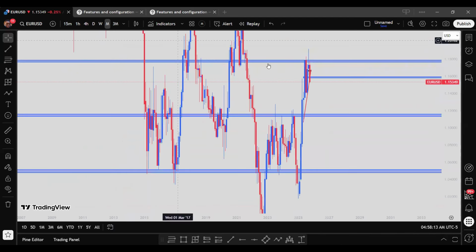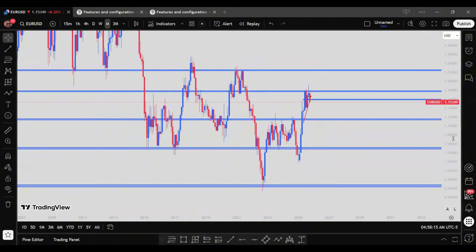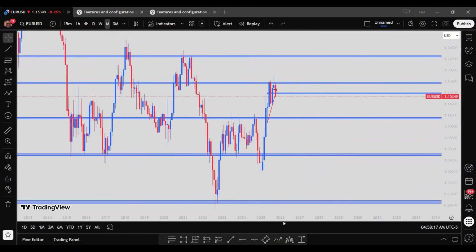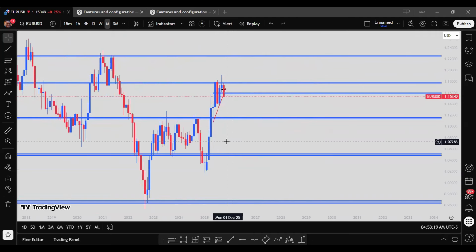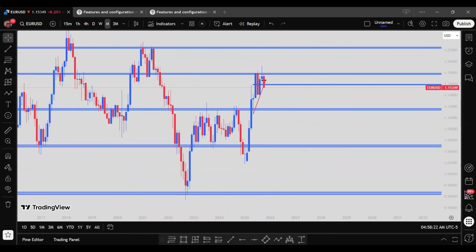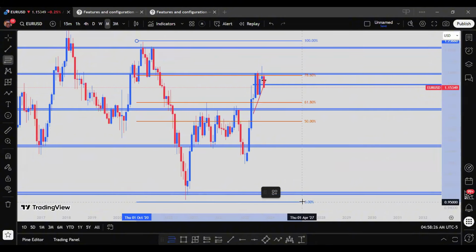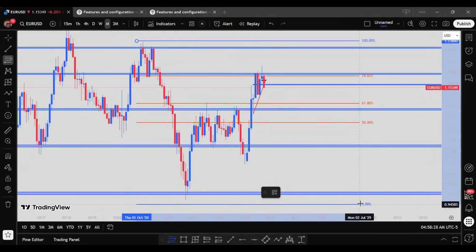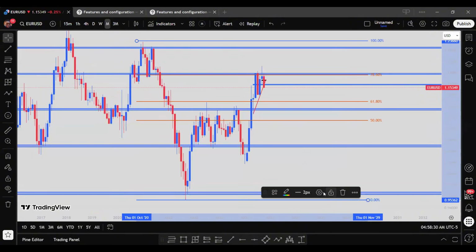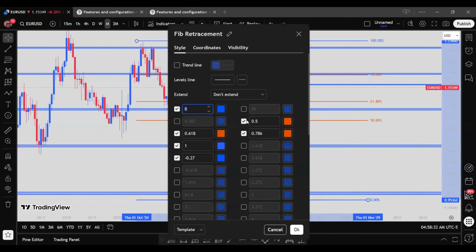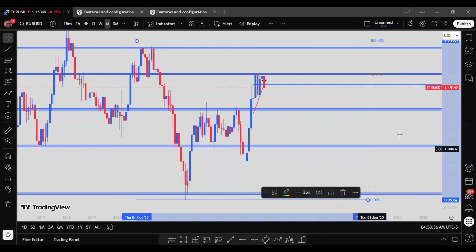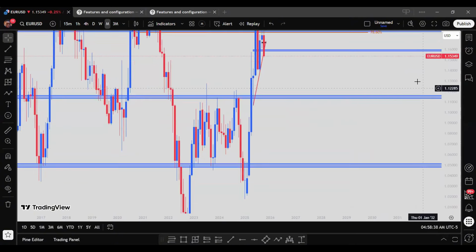I've been very much bearish on EURUSD, and the reason is that price hasn't been able to break past this Fibonacci level. Price has not been able to break past the 78.6 Fibonacci level. So let me first take this out. Let me take out the 50 and the 61.8. So now price has not been able to break past the 78.6 Fibonacci level here.